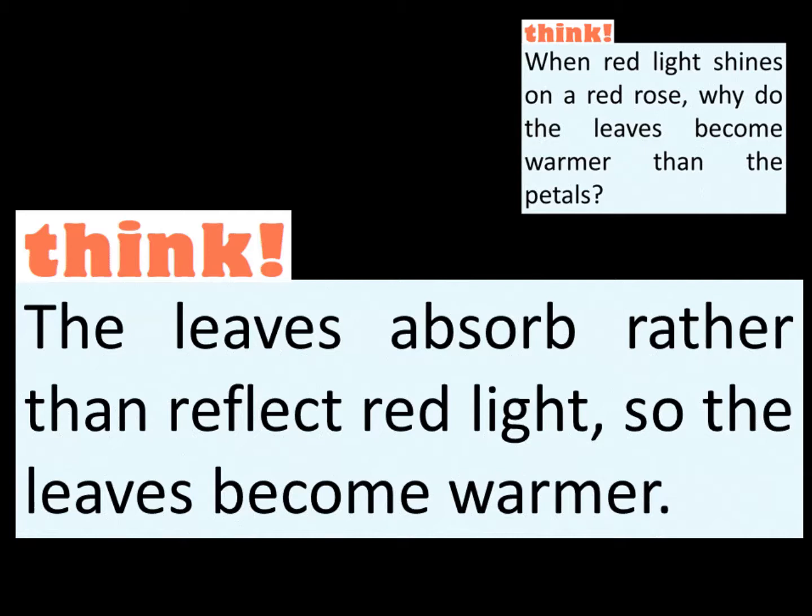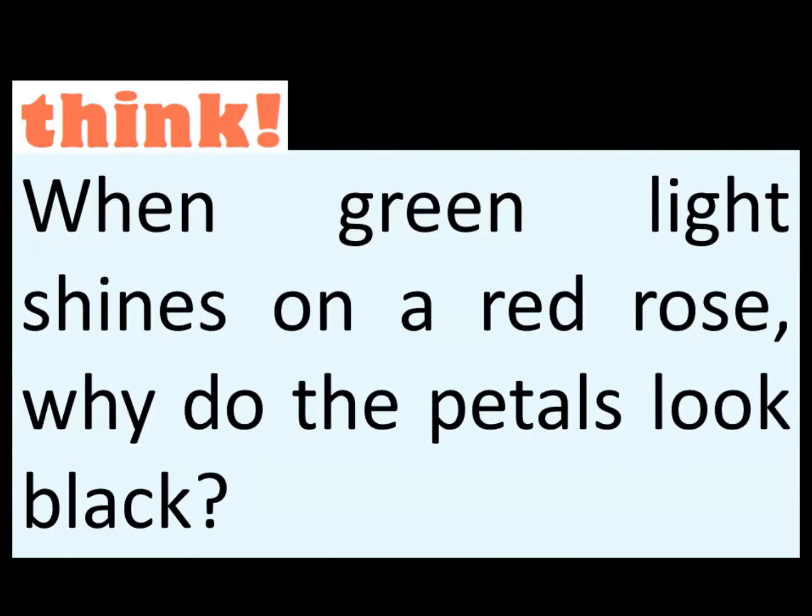It reflects green light, the leaves. But the rose, you can see, is red, so it reflects red, it doesn't absorb it. When green light shines on a red rose, why do the petals look black?